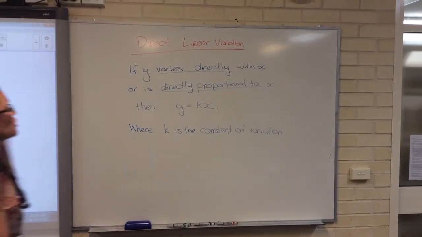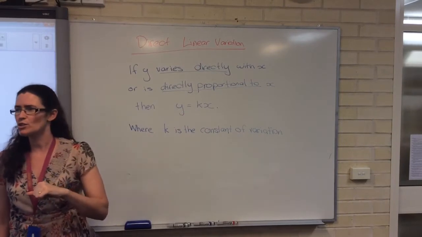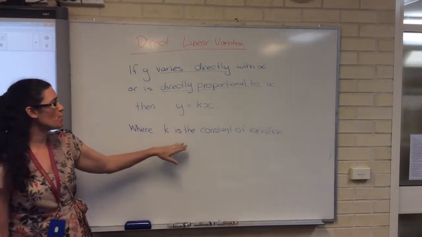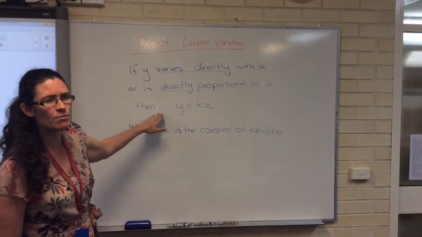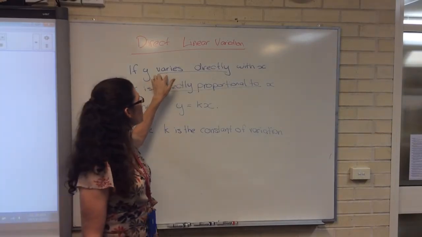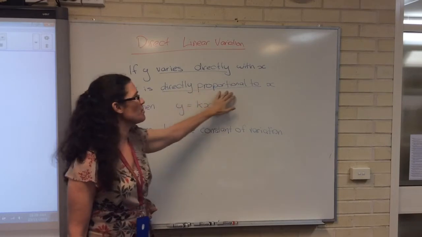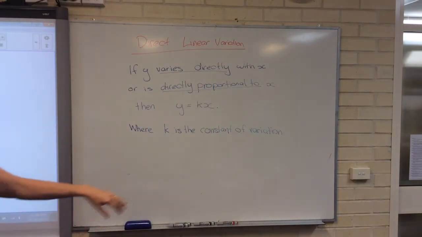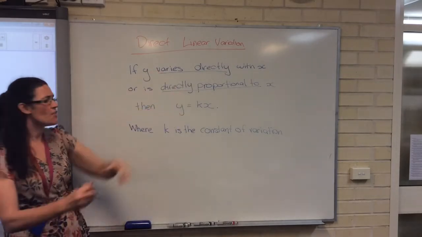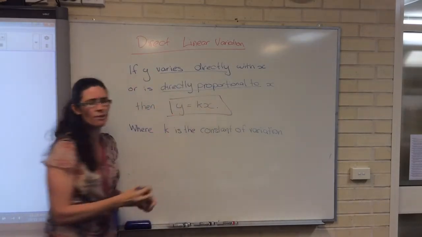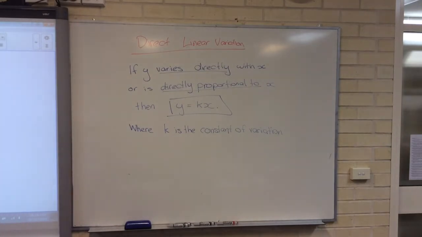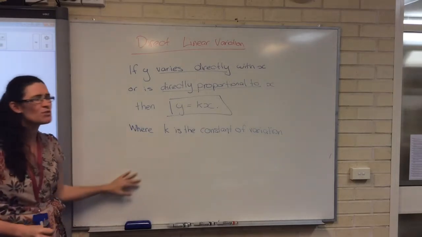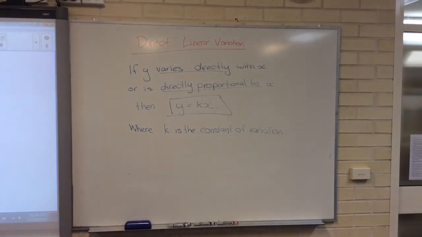Direct linear variation is something we looked at briefly last year. You're looking for the words "varies directly" or "directly proportional to". They're the key words you'll be looking for in the question. If I see those words, then I know this equation is what I'm going to be using. I need to use y equals kx, where k will be some sort of constant of variation. They will not give you k, you need to find it.